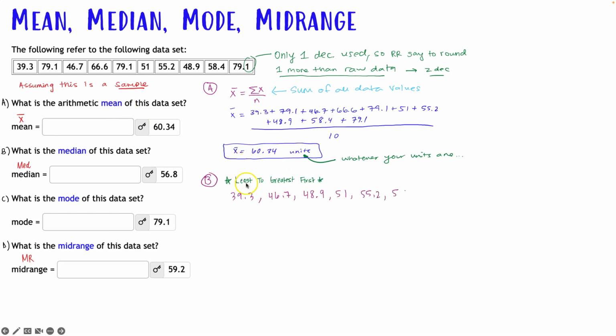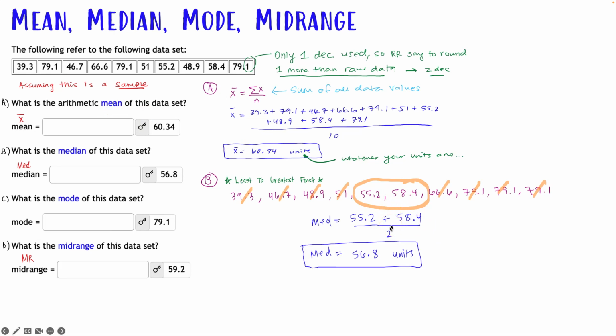For the median, the very first step is to put your data in order from least to greatest. Once that happens, the definition of the median is the middle number. If it's an even data set like this one here, your middle number will land on 2 values. If that happens, you need to take the average, or the mean, of those 2 numbers to find what the median would be. In this case, it's going to be equal to 56.8, and again, whatever the units would be.